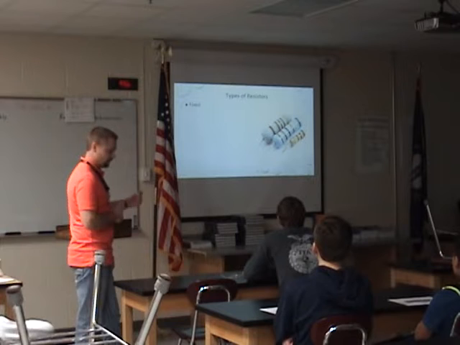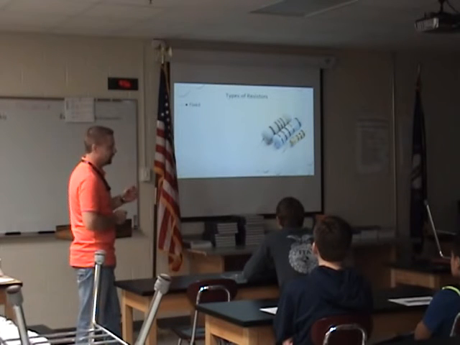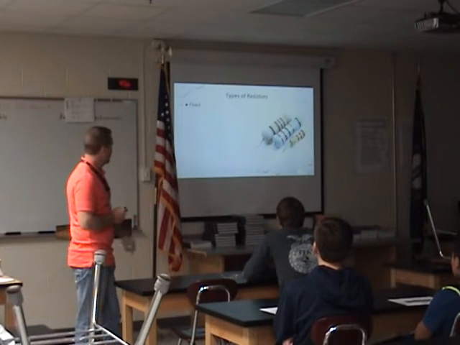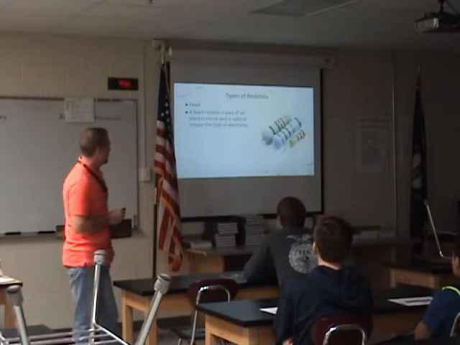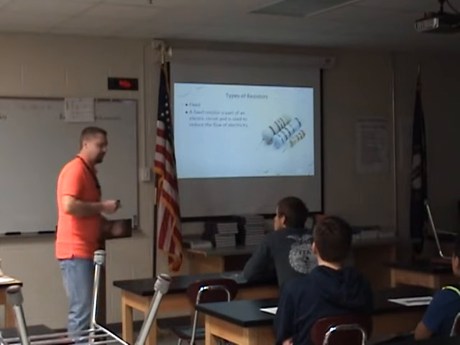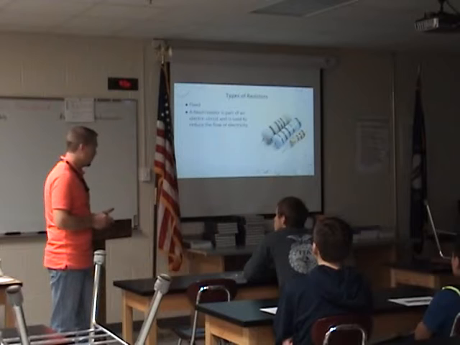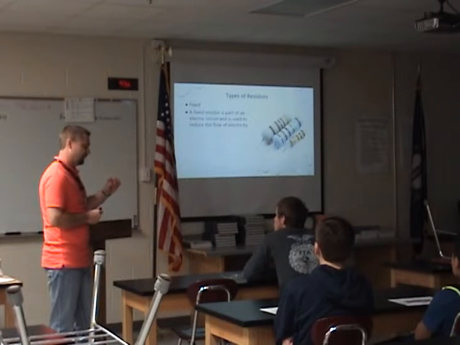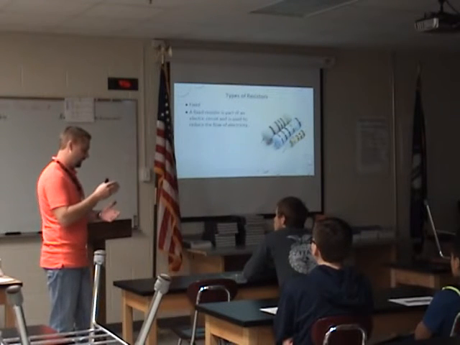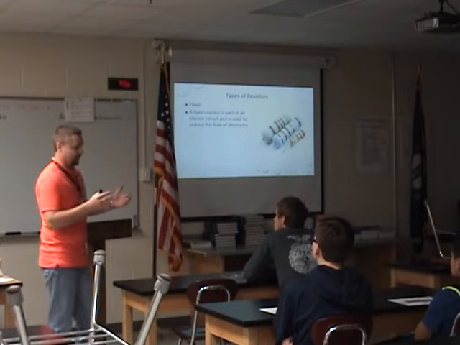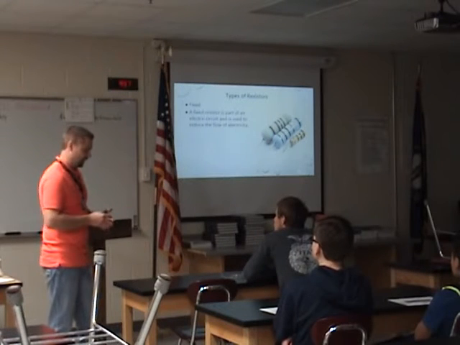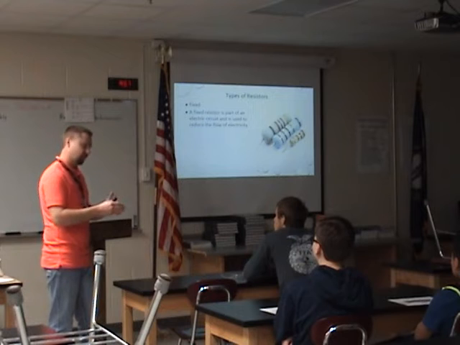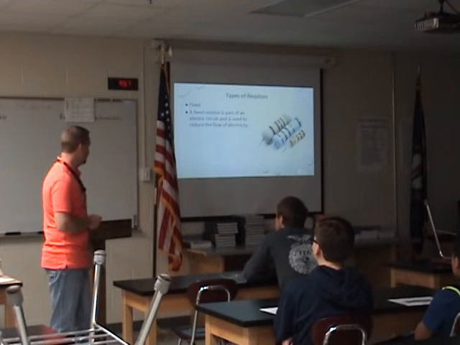But there's different types of resistors. One type is what we call a fixed, okay? A fixed resistor is part of an electrical circuit and is used to reduce the flow of electricity. Now when we say fixed, it is a fixed resistance only. If it says it is, for example, a 5 ohm resistor, that means that resistor is 5 ohms, no more, no less. Okay?